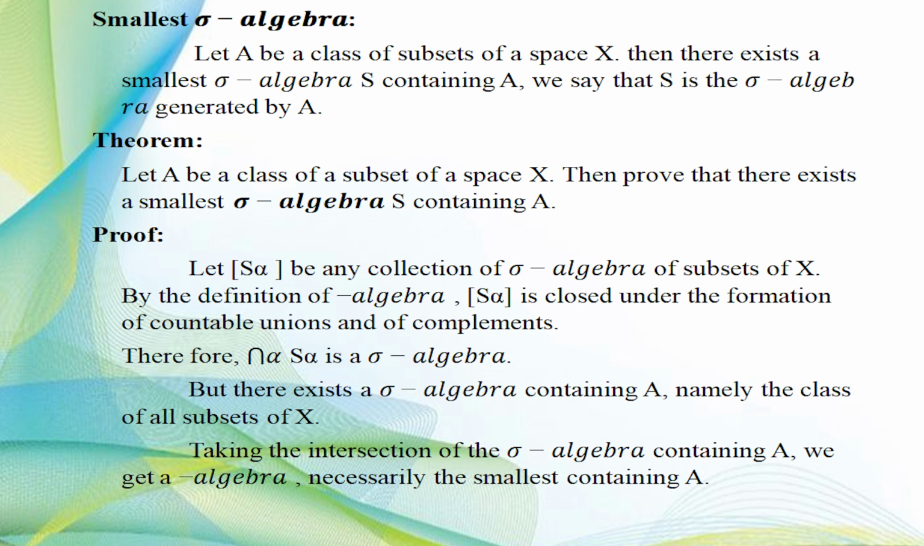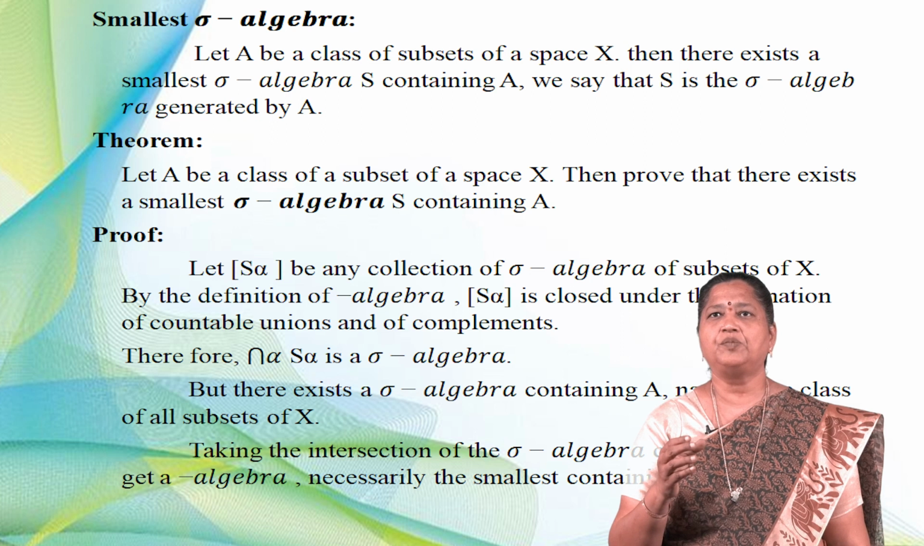But there exists a sigma algebra containing A, namely the class of all subsets of capital X. So taking the intersection of the sigma algebras containing A, we get the very smallest one. So we get a sigma algebra that is necessarily the smallest containing A. So that is the proof.